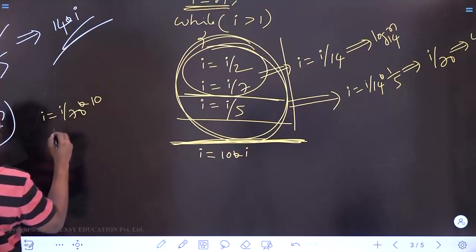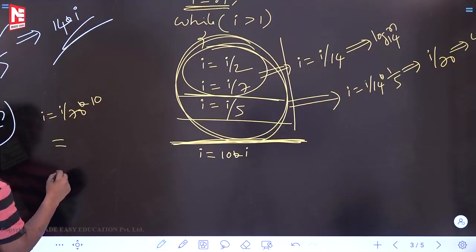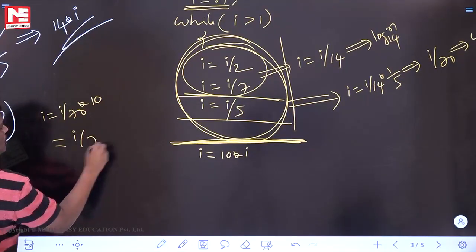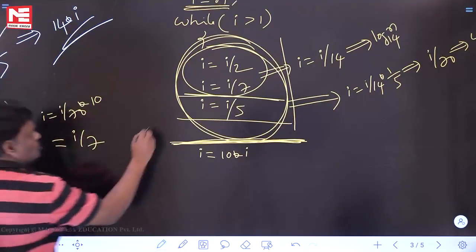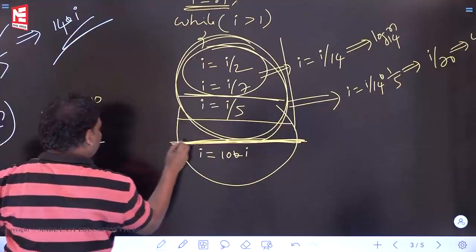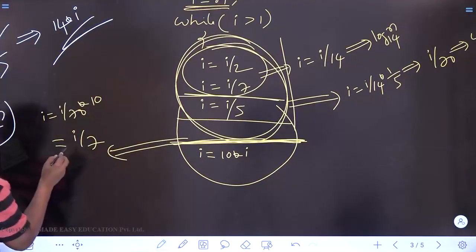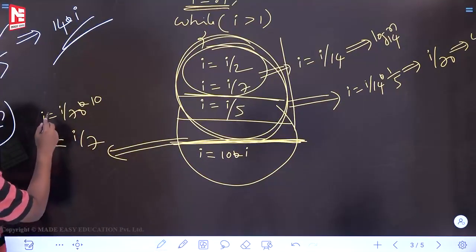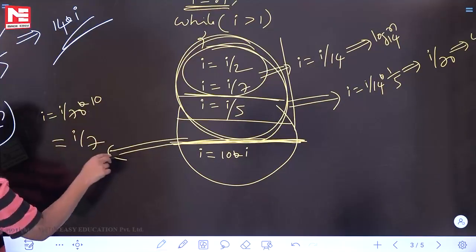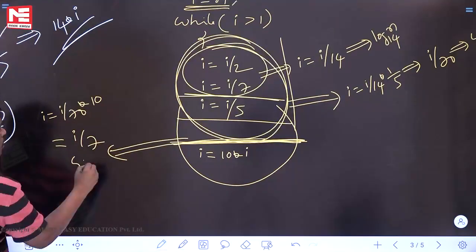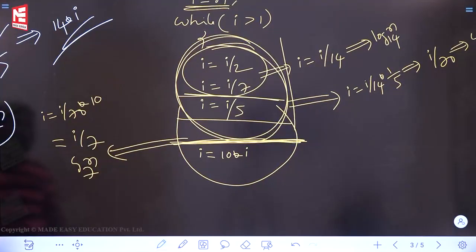10 and 7 cancel, so 70 cancels. What is the answer? I by 7 will be there. By including this, the answer is going to be I by 7. Already I by 70 into 10 you have done, it will become I by 7. So log n base 7. Right? That is also fine.